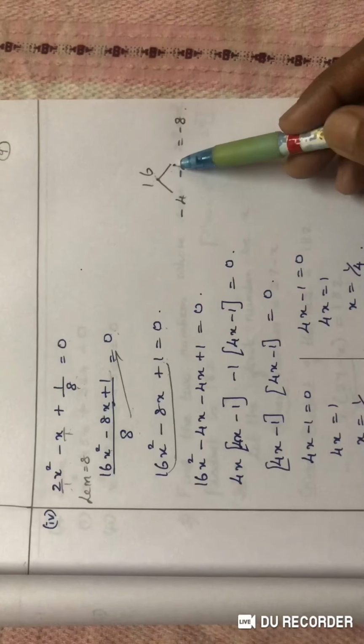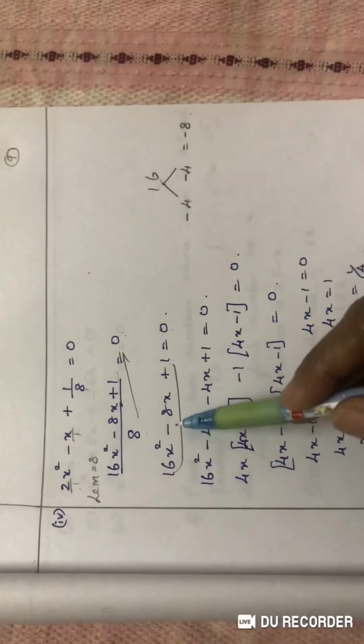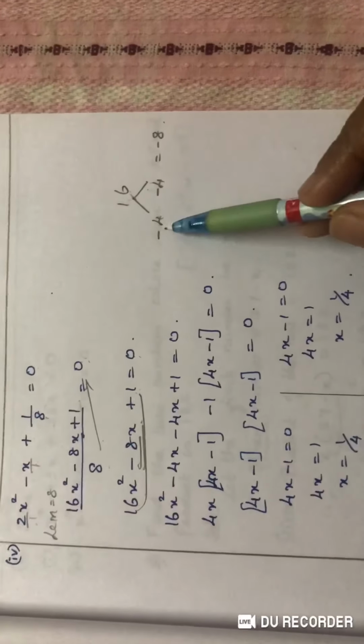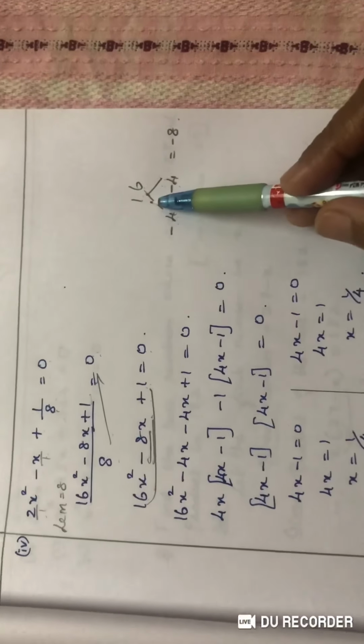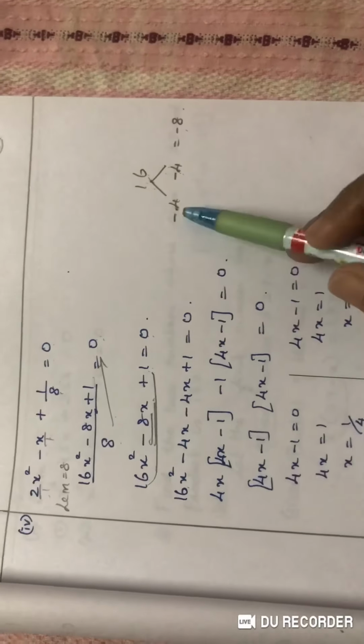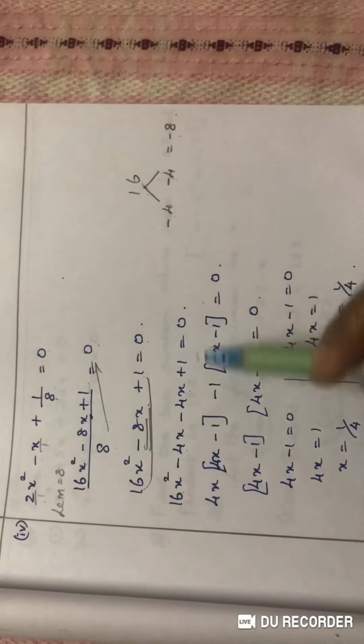When I am splitting that factors, I should get the 16. When I am adding or subtracting, I should get the middle term minus 8. So minus 4 into minus 4 will give plus 16. When I am adding this, I will get minus 8. So 16x square minus 4x minus 4x plus 1 is equal to 0.